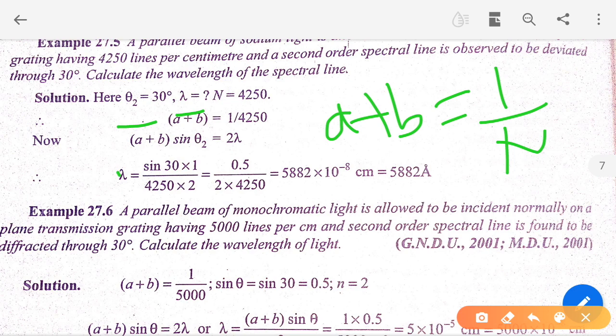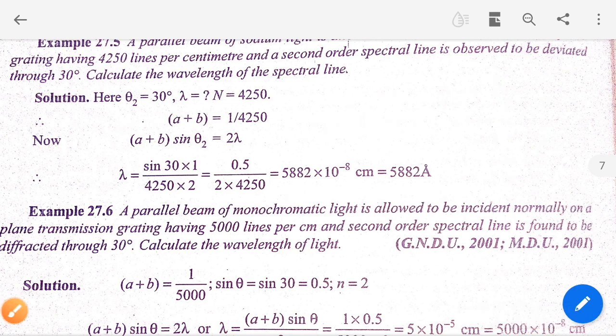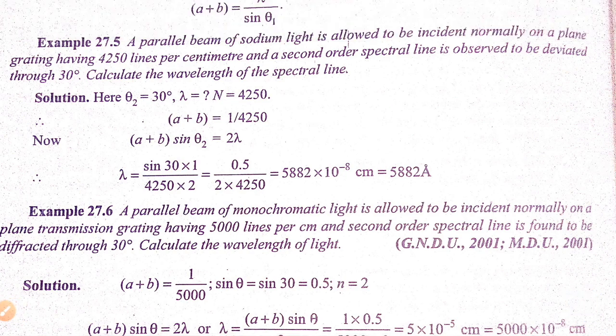Then grating constant: a plus b sin theta equals 2 lambda, that is lambda equals a plus b sin theta by 2. So sin 30 is 1 by 2, into 1 divided by 4250 into 2. You can calculate the value, 5882 into 10 to the power of minus 8 centimeter, that is 5882 angstrom. Hence this is the wavelength of the spectral line calculated.